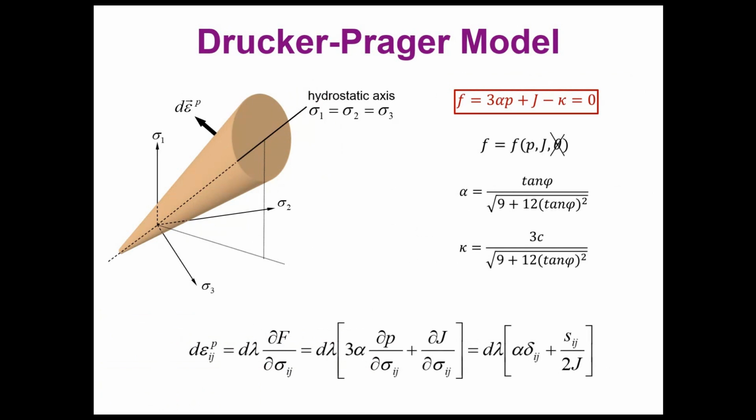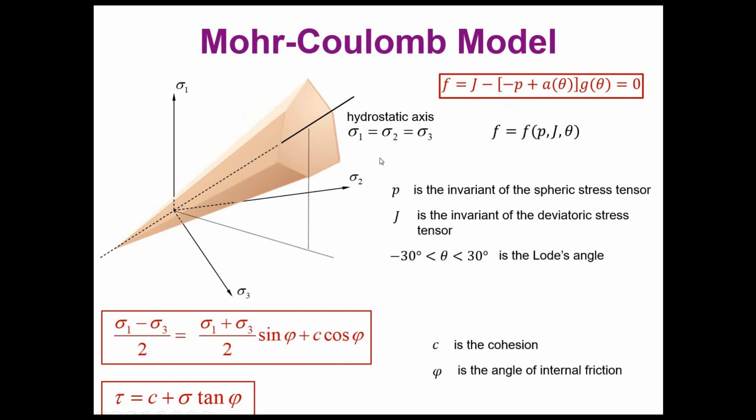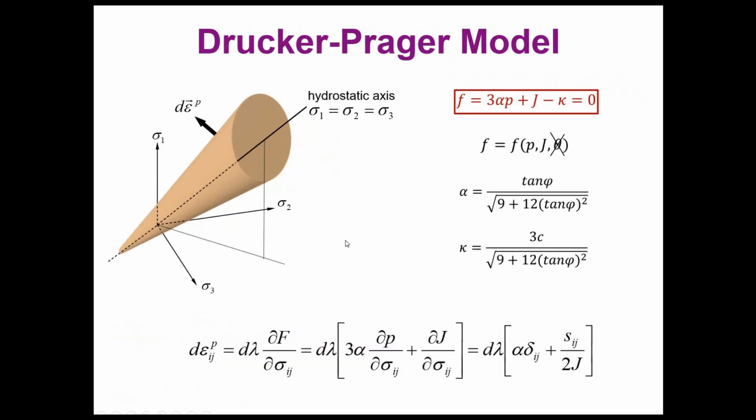I have added as well the Drucker-Prager model. The Drucker-Prager model is similar to the Mohr-Coulomb model, in the sense that the shape is more or less similar. So it's a kind of cone in the space of the principal stresses, and the yield surface is defined in terms of the average stresses of the spherical stress tensor and the deviatoric stress tensor using the second invariant.